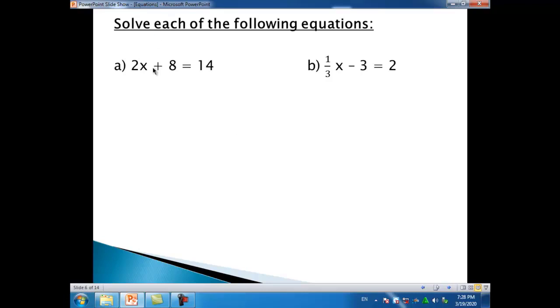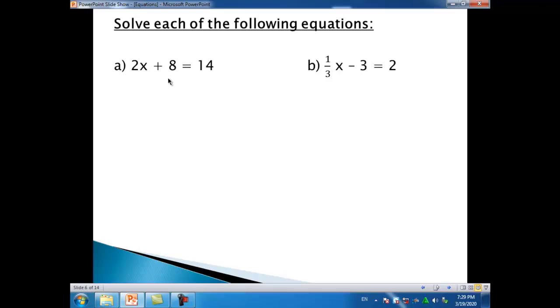Now, another type of equation. Here, letter A, 2x plus 8 equals 14. As we can see here, how many operations are in this equation? Yes, count with me. The first one is addition, plus 8. The second one is multiplication, 2 times x. Now, I have 2 operations in this equation.